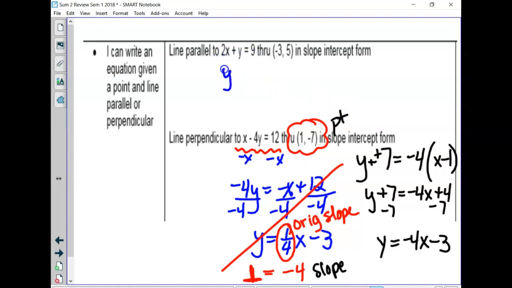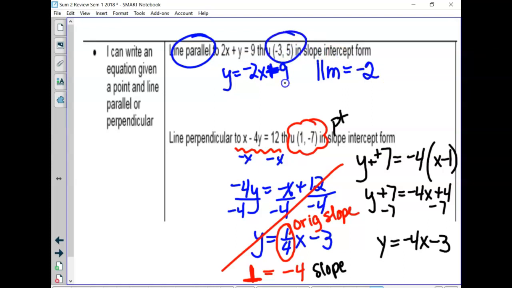On this one up here, you would subtract the 2x over to the other side. Oops. This would be plus 9. And then because it says parallel, you would just use the slope of negative 2 and this point, right? And then get the y by itself. Don't need me to do that one? Anybody?